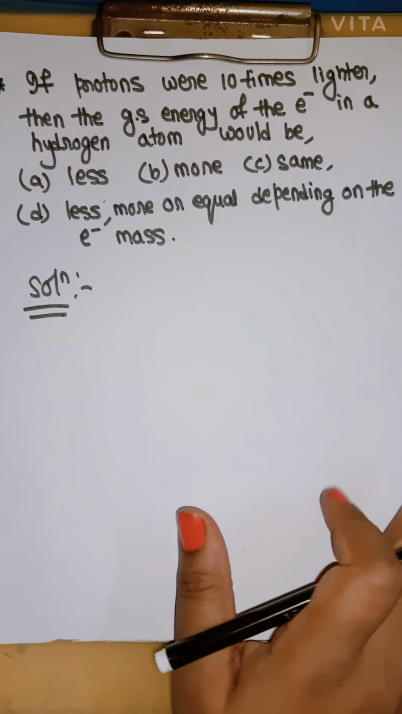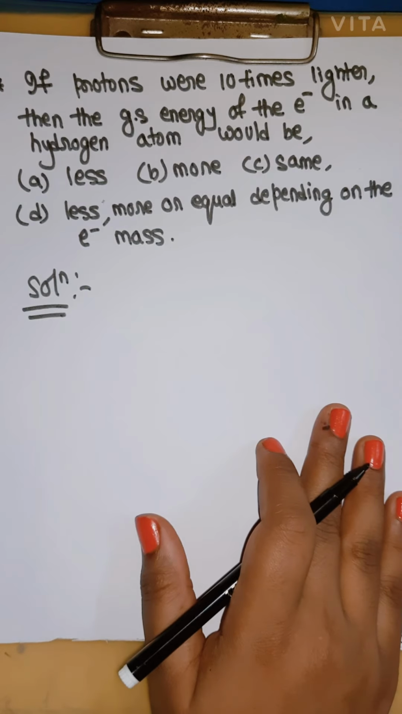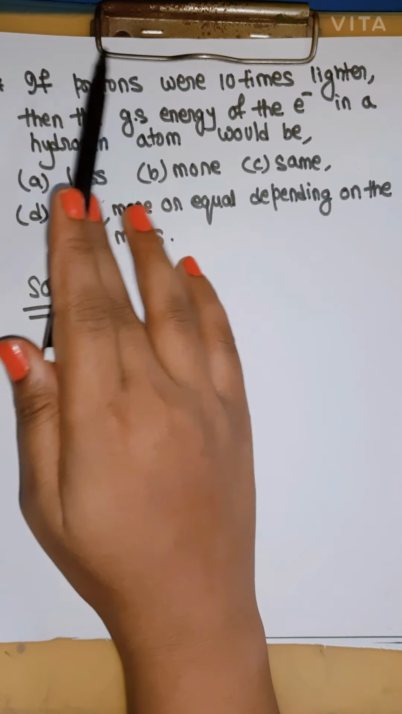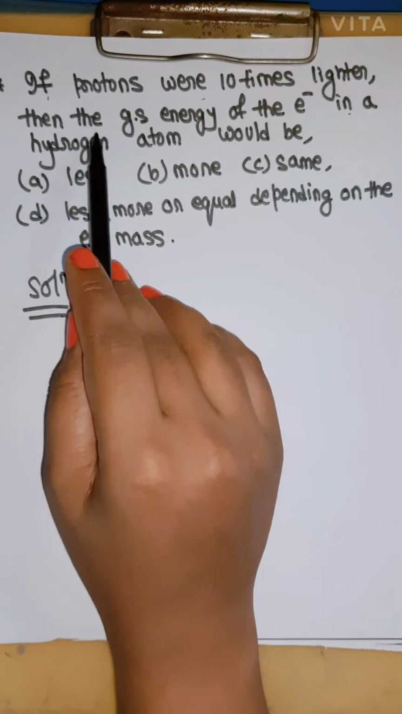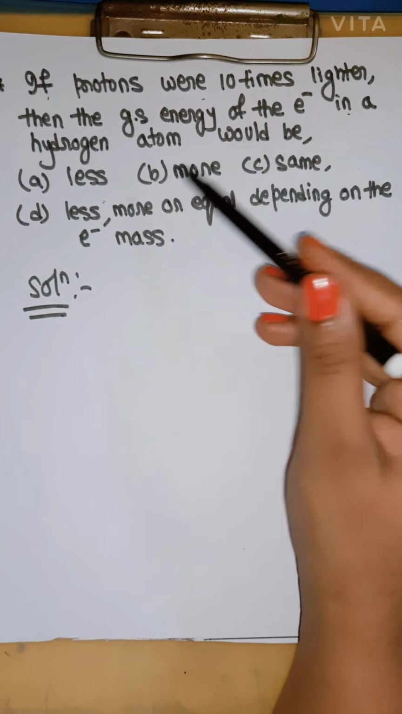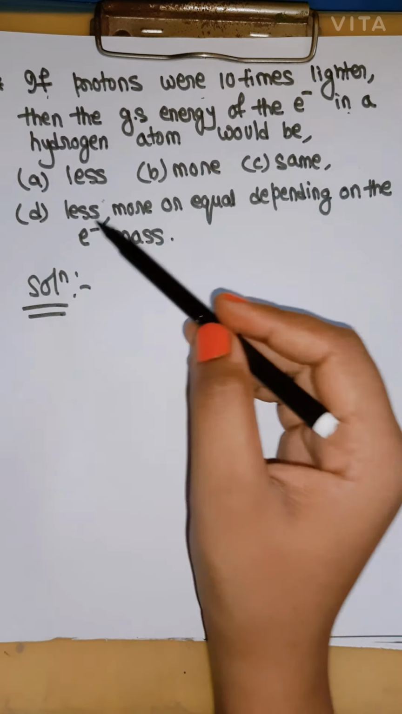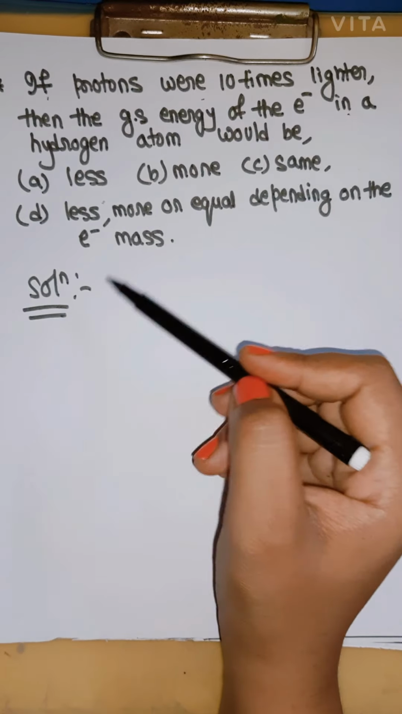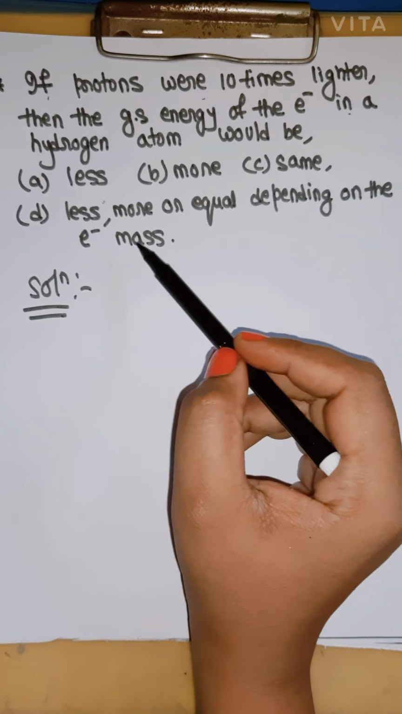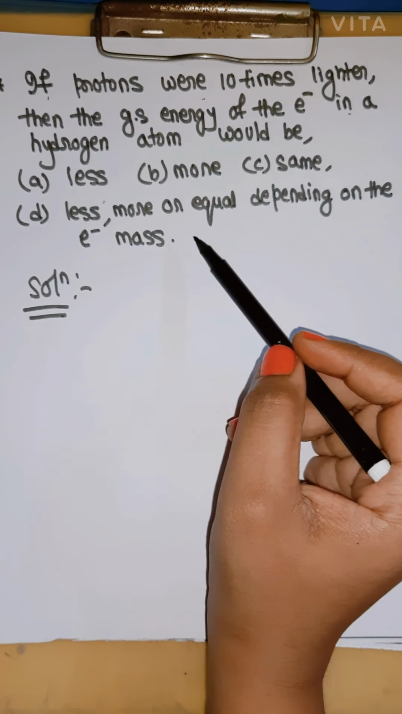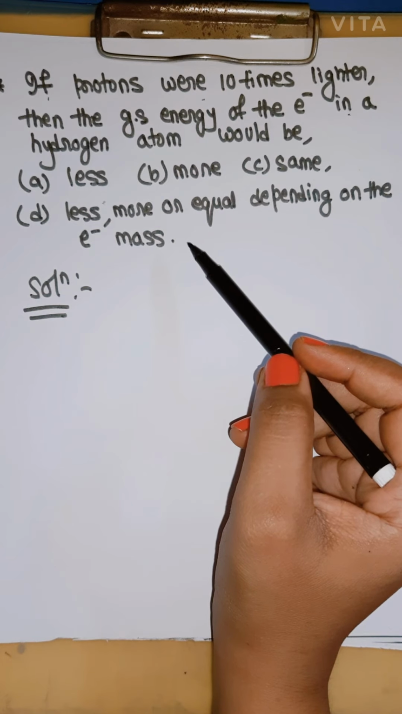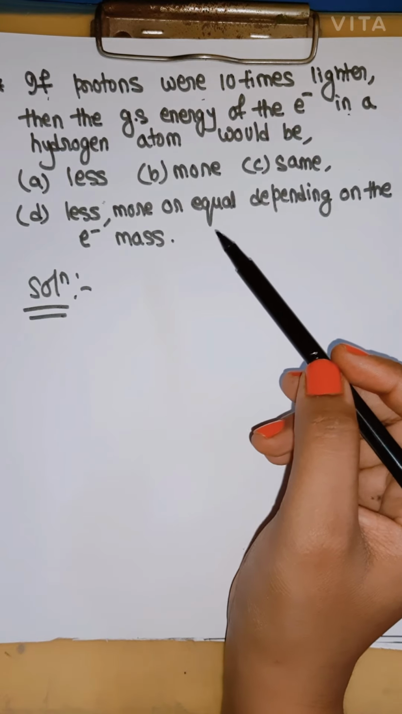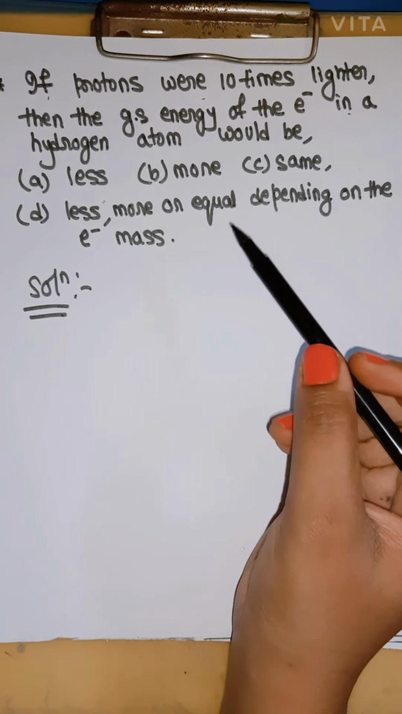So we will solve one problem related to the theory which we have studied. The question goes as: if protons were 10 times lighter, then the ground state energy of the electron in a hydrogen atom would be less, more, same, or depend on the electron mass. So we have to calculate the ground state energy of the hydrogen atom given the proton were 10 times lighter.